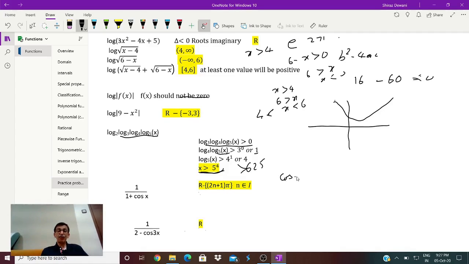So cos x will be -1 when x is equal to (2n+1)π. So the domain is all real values except this, where n belongs to integers.